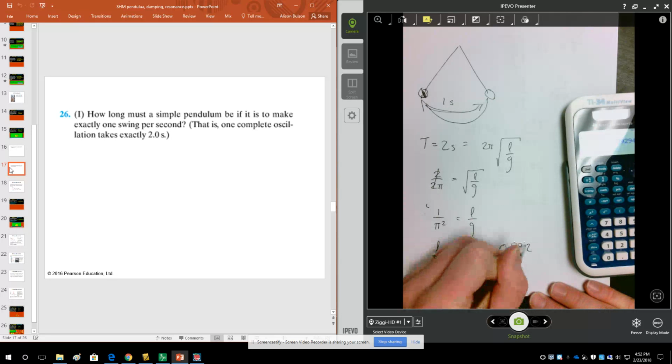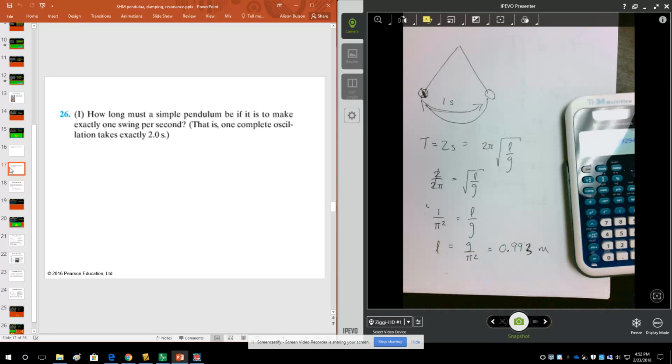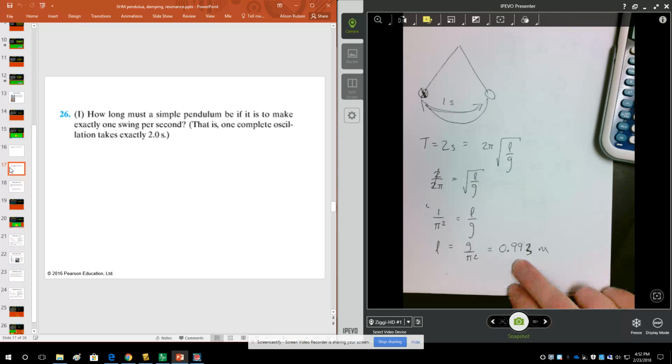Whatever. Let's do 3 sig figs, right? 0.993 meters. So almost a meter. My grandfather clock is not actually a grandfather clock. It's just like a wall clock. And I don't think that the pendulum is 0.993 meters. It's about half a meter.